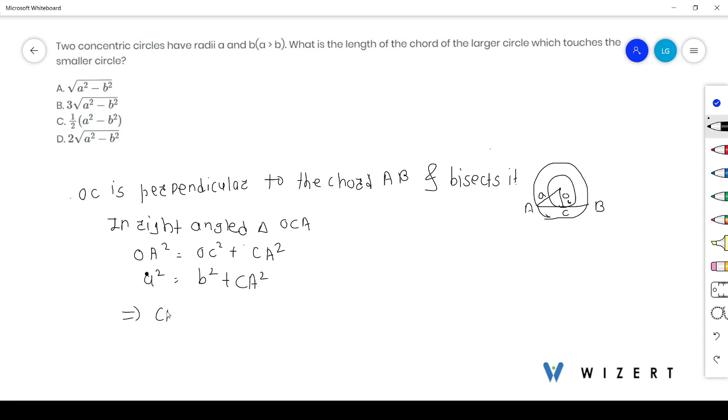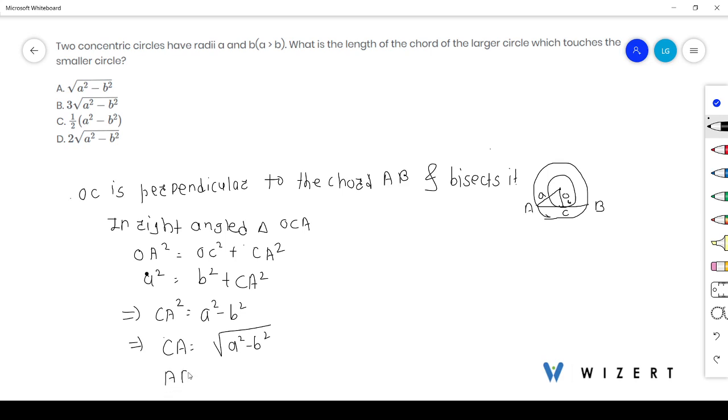So CA square will be A square minus B square. Taking square root on both the sides, we get CA equals under root A square minus B square.